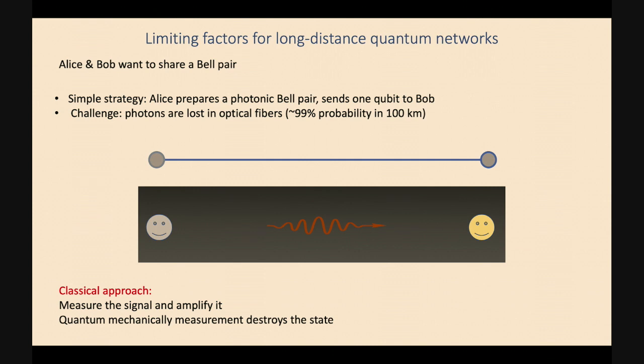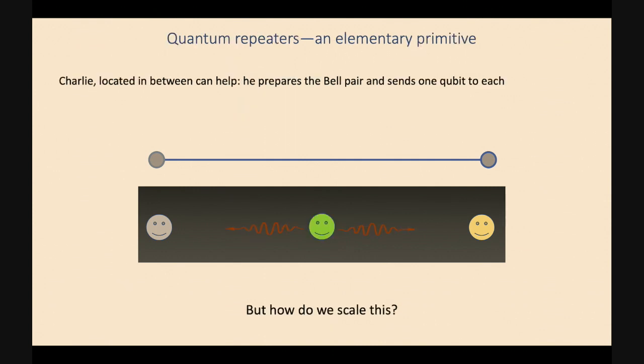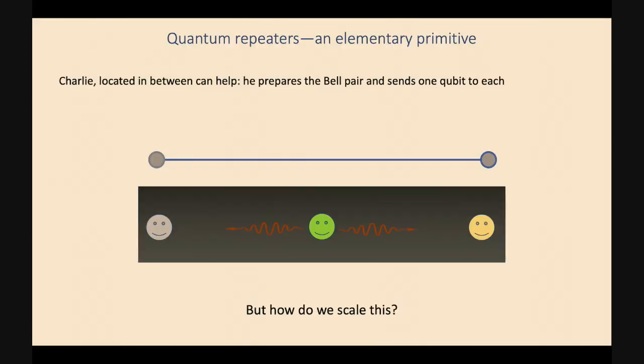And somehow we have to deal with this problem. The simplest way you can deal with it is to put someone in the middle. Then you cut your channel in half. And let's call this person Charlie. Charlie can create a Bell pair. So now the photons traverse half the distance than from Alice to Bob.